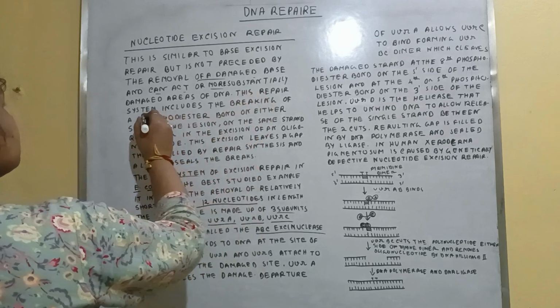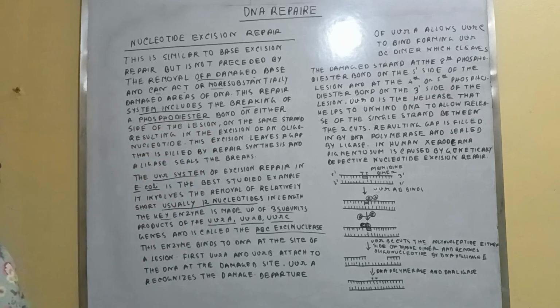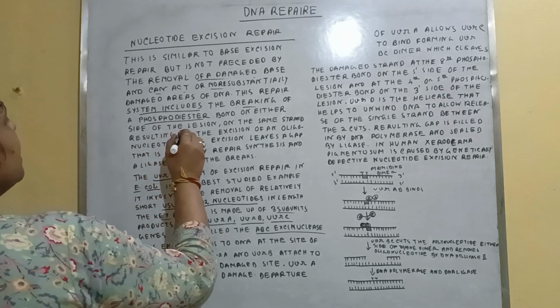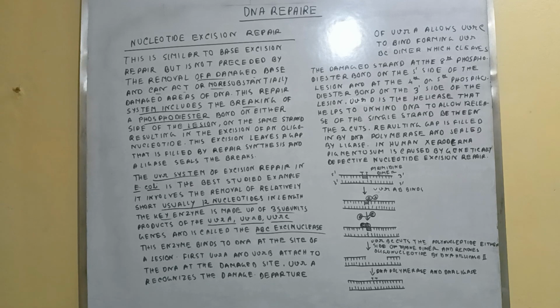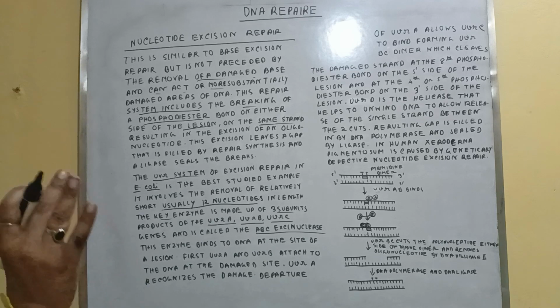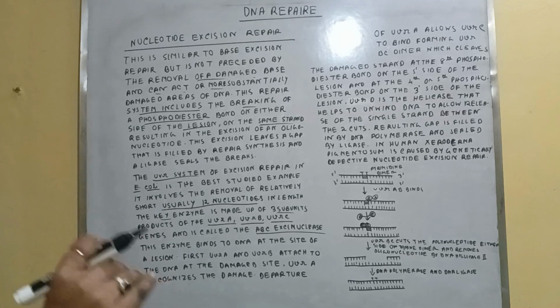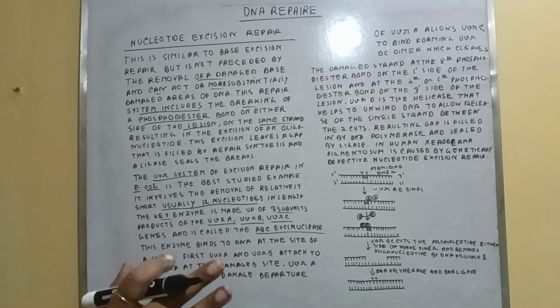The repair system includes the breaking of the phosphodiester bond on either side of the lesion. Okay, the phosphodiester bond is cut from the two sides on the same strand, not both strands, only the strand containing the damaged bases. This is cut off from both sides.